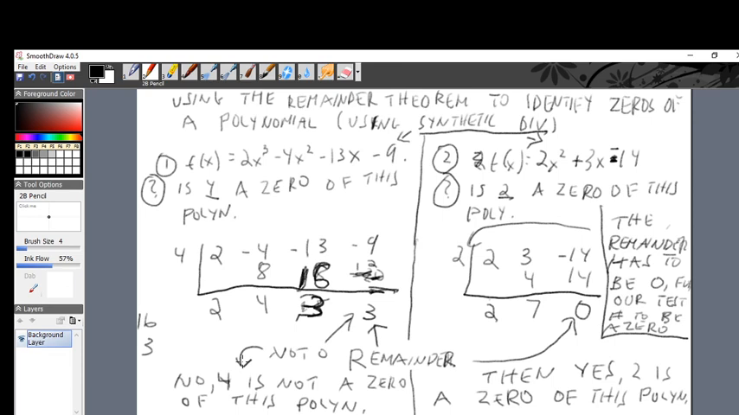That's the basic story of what we're trying to show, that is how the remainder theorem can identify zeros of a polynomial. And that's the end of this video. Sorry about the mistake in there.